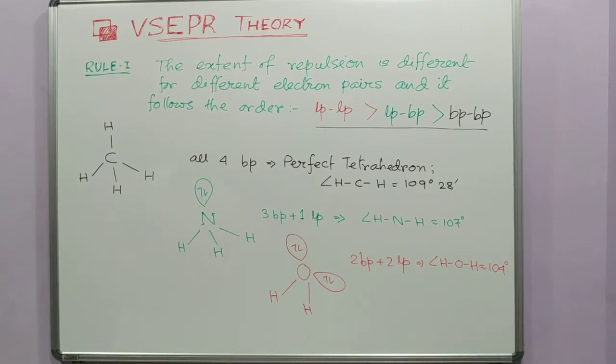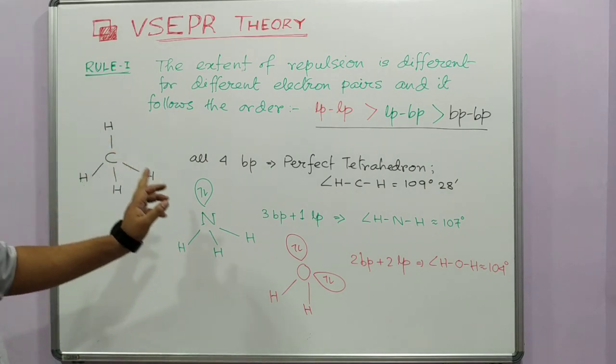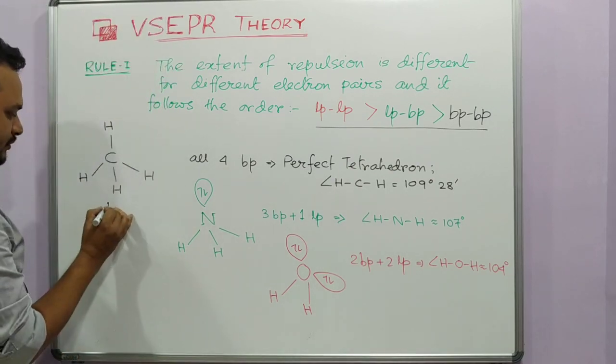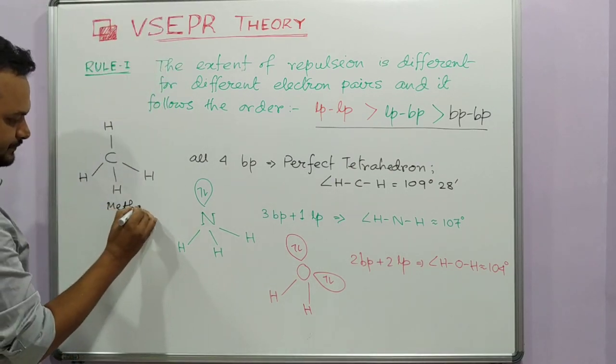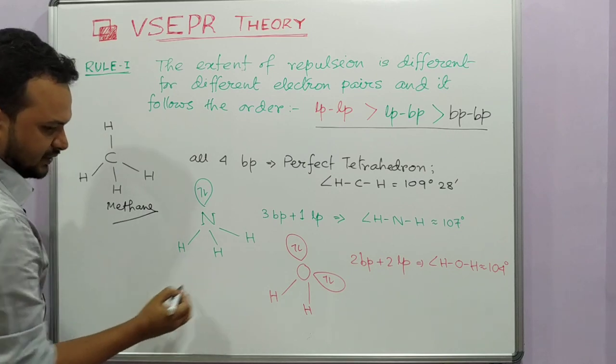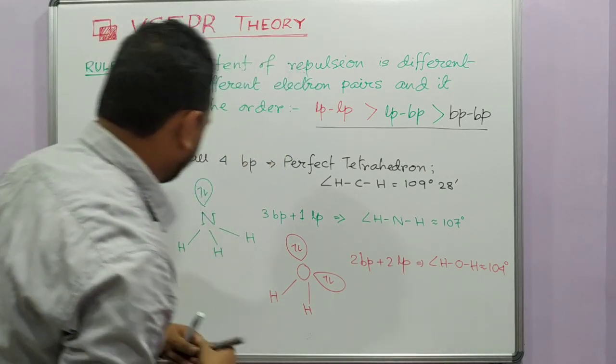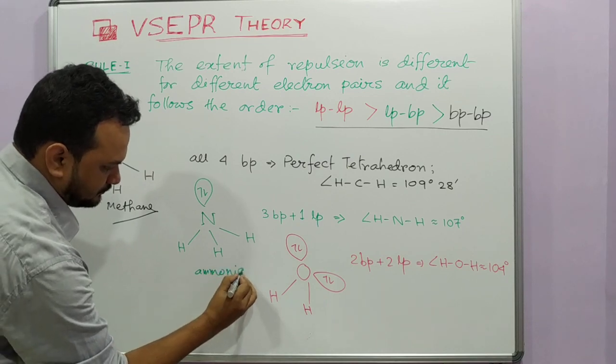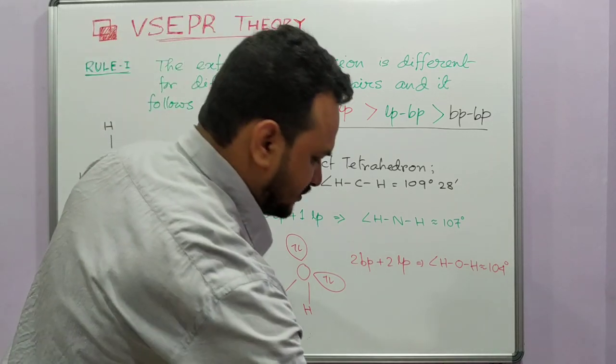So here I have taken the example of methane, ammonia and water. This is your methane, this one is ammonia, and the red one is the water.